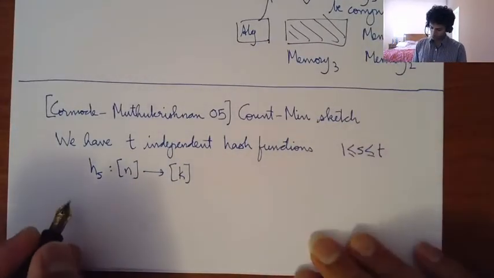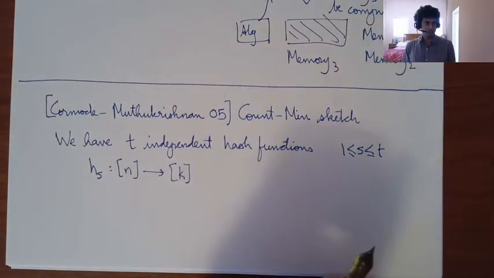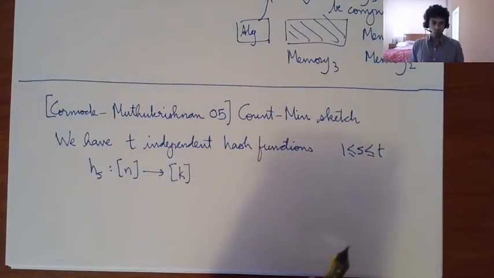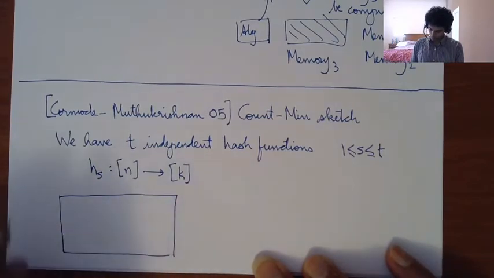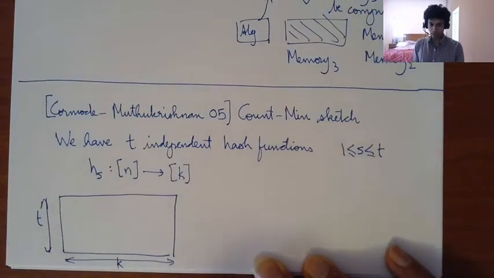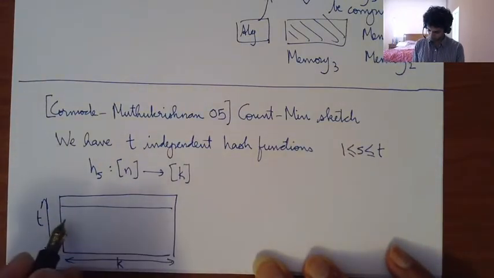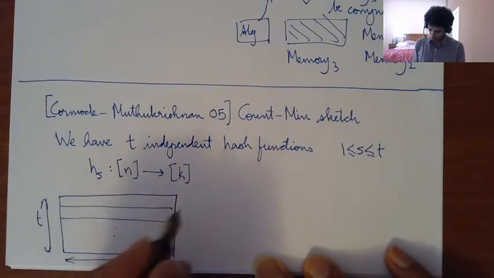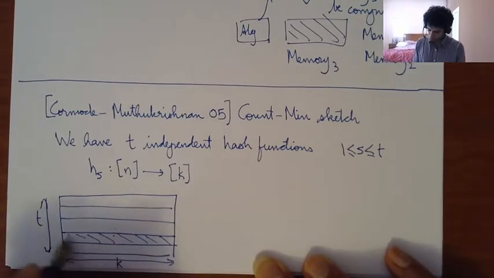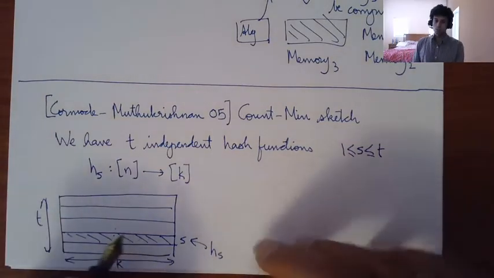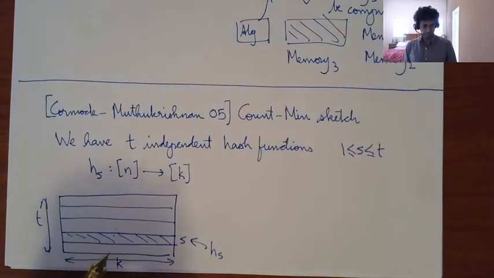Now the data structure. The count-min sketch is really a data structure, which is updated when you see a new element or a new count. The data structure is going to be a table, a T cross K matrix of counts. The sth row corresponds to HS. All the rows are going to be independent.